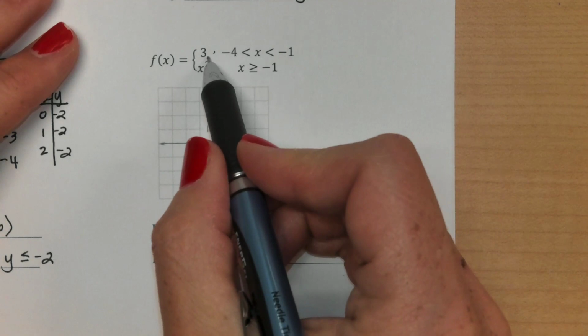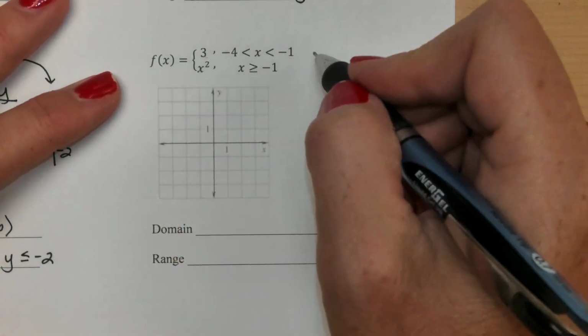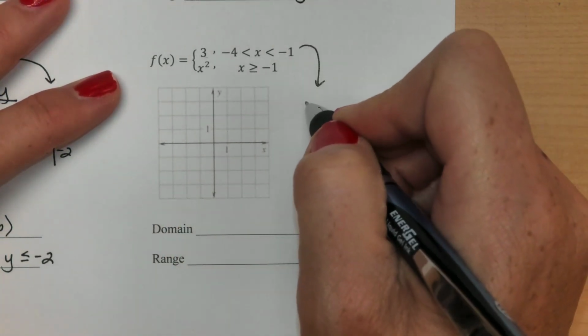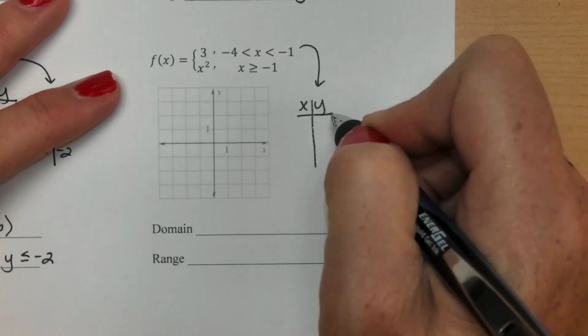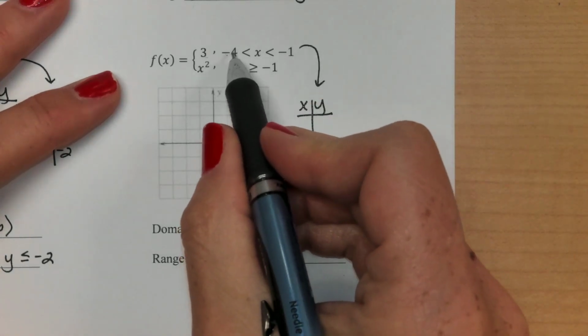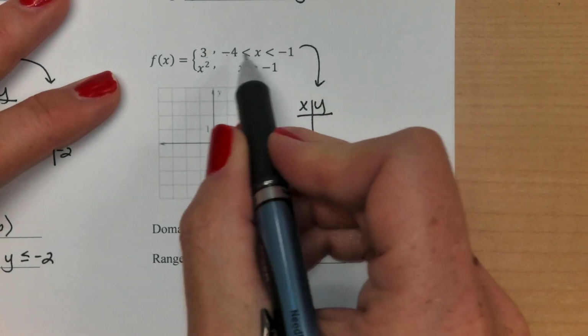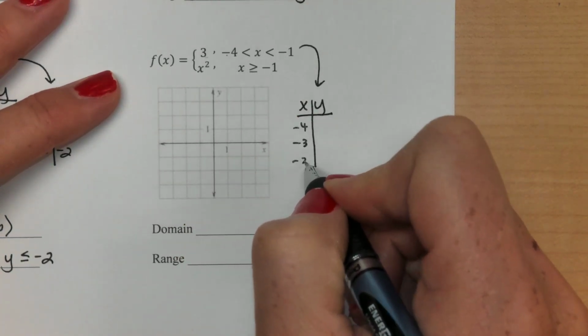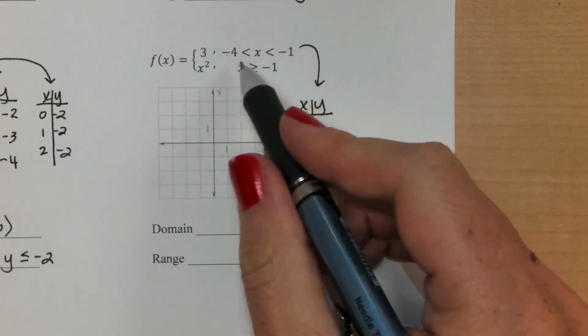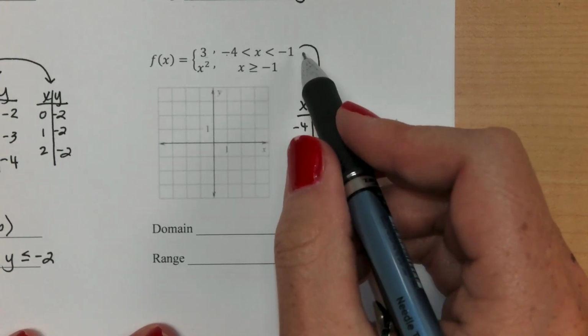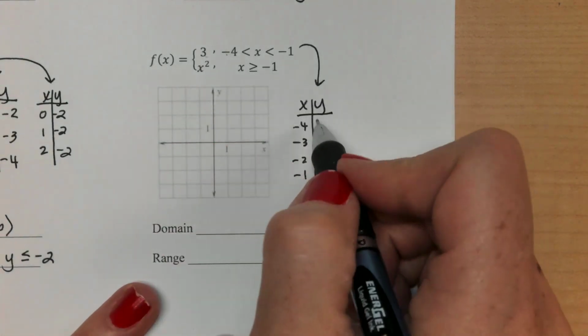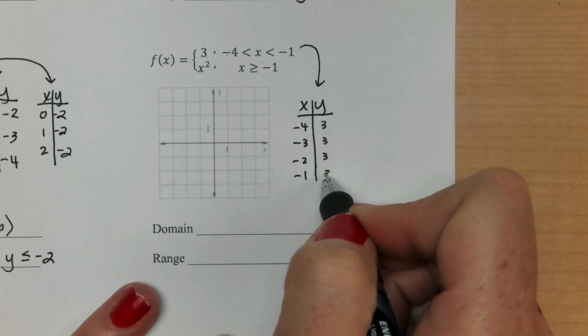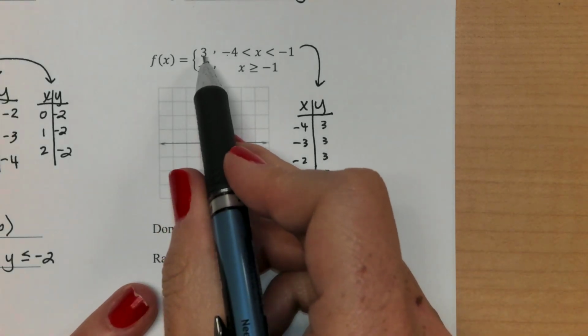One more to go. We're going to do another one of these where it's just a number, and then we're going to do a parabola. So this one, XY chart, says you only get to pick numbers from -4 to -1. They're actually telling you these are the only numbers you get to pick. So -4, -3, -2, and -1. That's it. I only get the values in between there. And no matter what I pick, it's always going to be a 3. There's no slope to that. It's just a horizontal line.